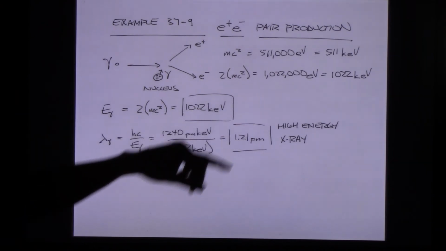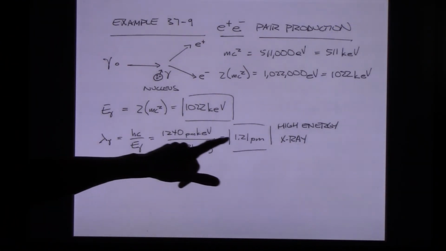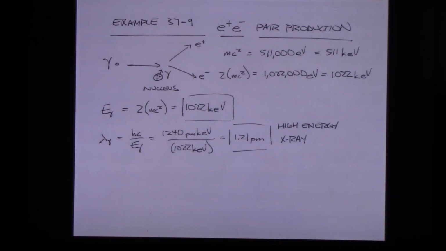Now, two of those are going to be 1022 keV. That's the energy of the photon we're going to need. And I'm going to say that's the most important thing, again, the energy of the photon. Now, if we convert that into a wavelength, it works out to be 1.21 picometers, where pico is 10 to the minus 12.